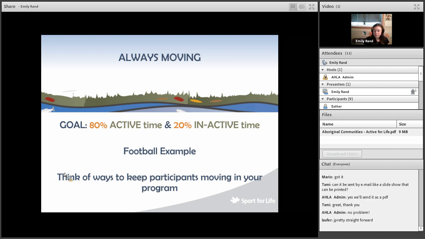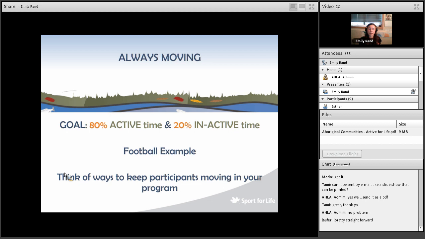Another thing that we tend to do, in addition to giving long, really detailed instructions, so we want to keep our instructions brief, we can also use stations. So people can move from station to station and they're doing activities at different stations. That way they're always moving.